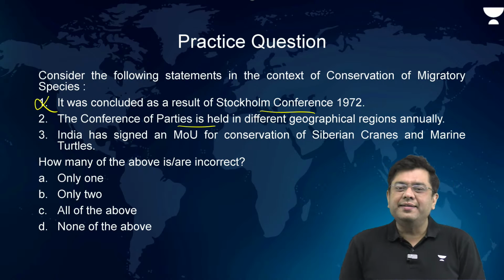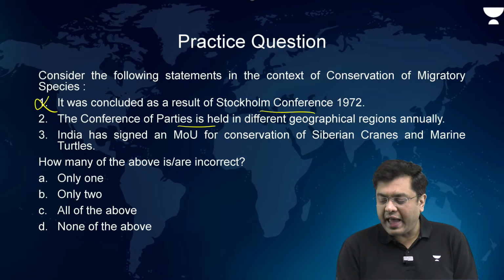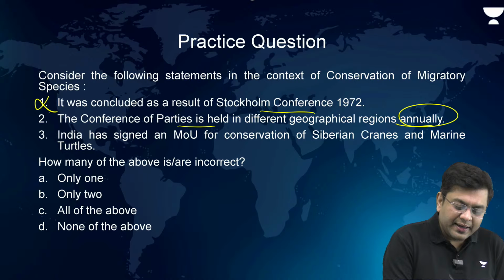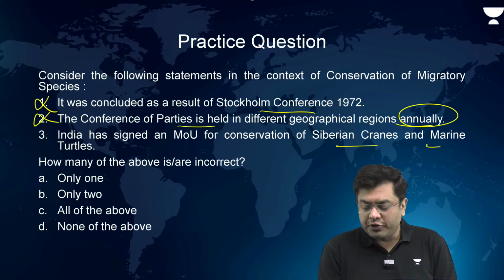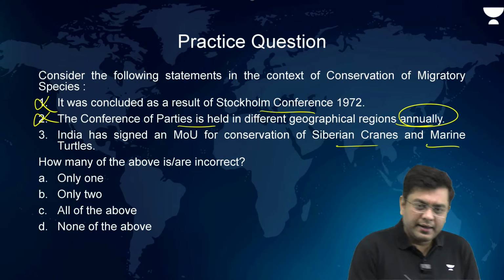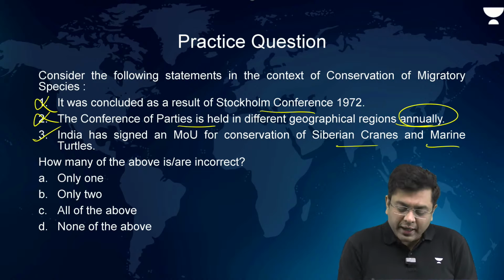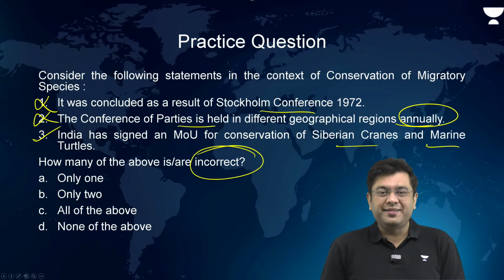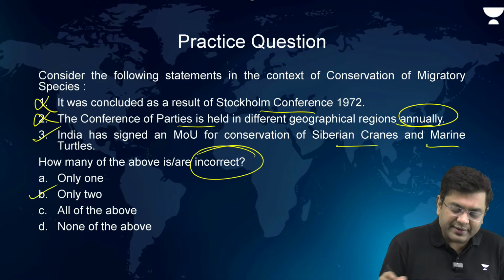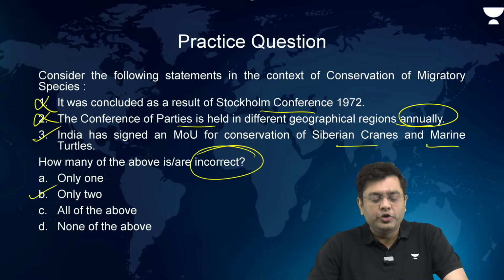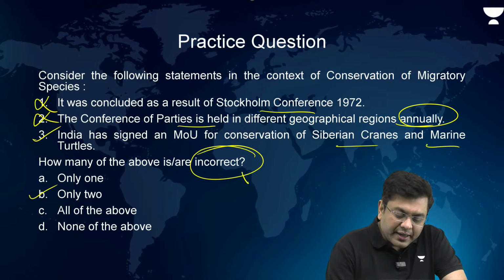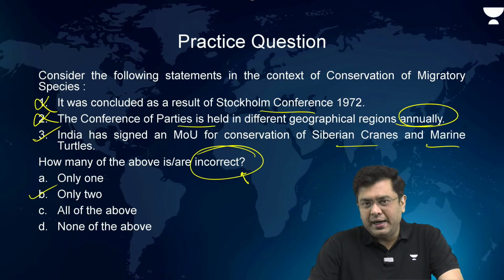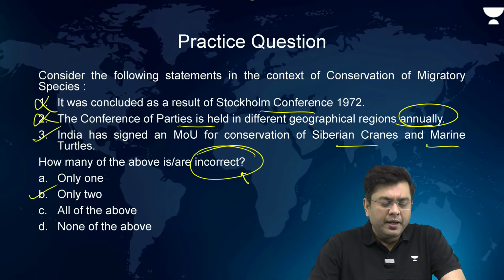The Conference of Parties is held in different geographical regions annually. This again is incorrect. It is not held annually. India has signed an MOU for Siberian cranes and marine turtles. That is correct. So here you have to find out which of the statements is or are incorrect. So the correct answer in this case will be B, that is 2, right? So please always take a look at whether correct or incorrect is being asked. Okay, this is where again the majority of you will commit mistakes, right?